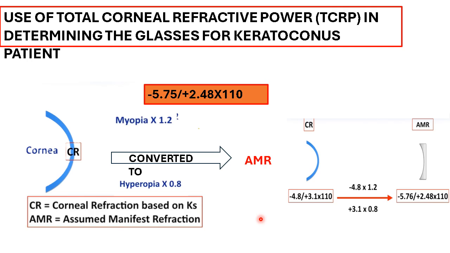So you can do the same principles for any K readings or any powers. And if you need more examples, there are examples in the Sinjab Academy series. There are a lot of examples for myopia and hypermetropia. I just would like to explain to you the use of the total corneal refractive power map in patients with keratoconus.